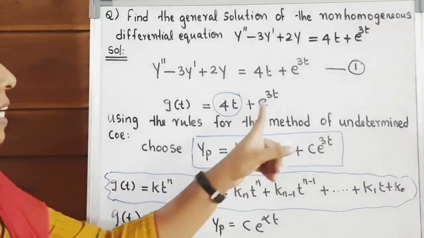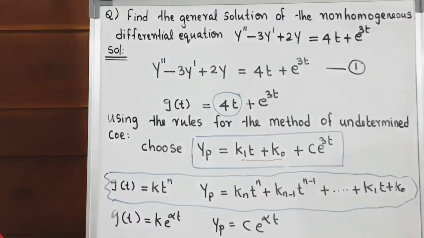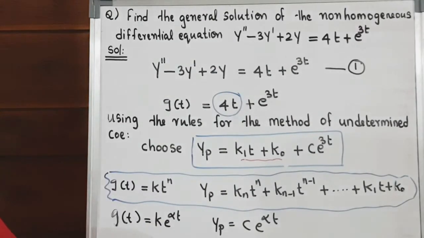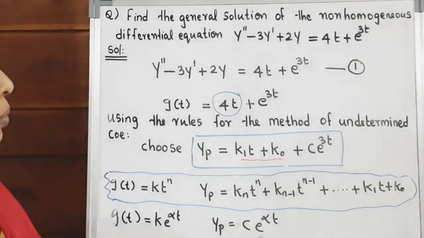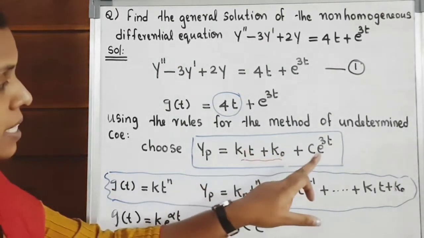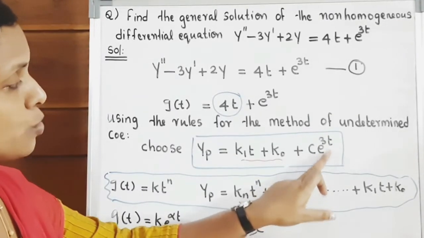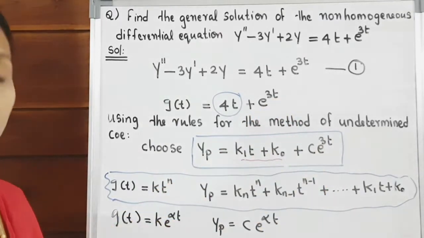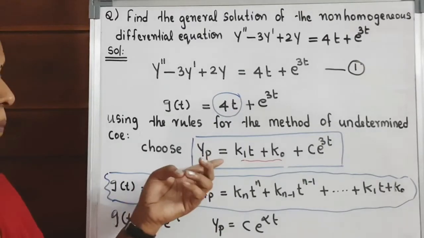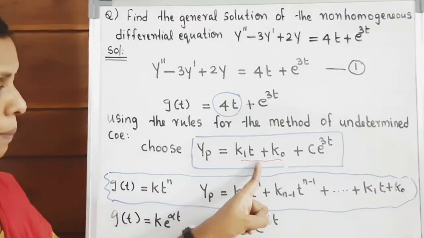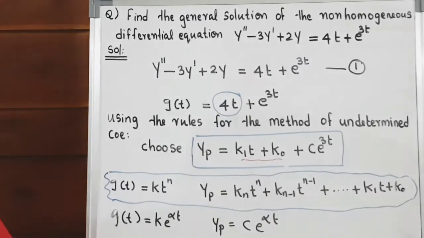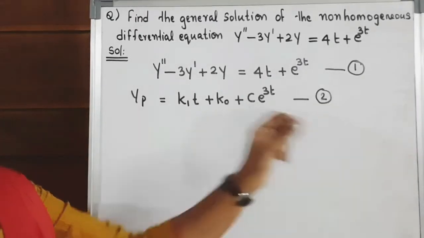Next function is e raised to 3t. If g of t is of the form k into e raised to alpha t, then yp is of the form c into e raised to alpha t. So here for e raised to 3t, we write c into e raised to 3t. That means yp is equal to k1t plus k0 plus c into e raised to 3t. Putting it as equation number 2.